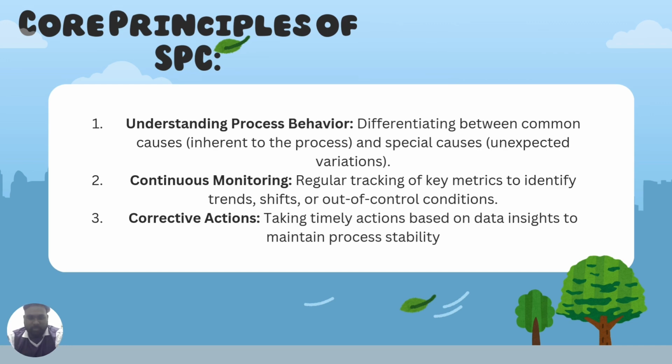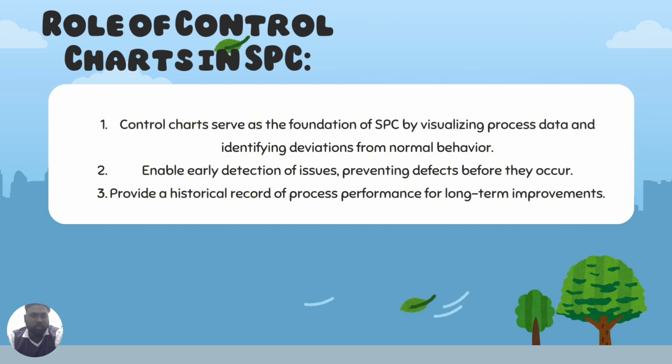And the next is the role of the control chart in SPC. What is the main relation we want to know about the control chart in SPC? First, the control chart serves as the foundation of SPC by visualizing process data and identifying deviation from normal behavior. Second, it enables early detection of issues, preventing defects before they occur. And the third is it provides a historical record of process performance for long-term improvement.